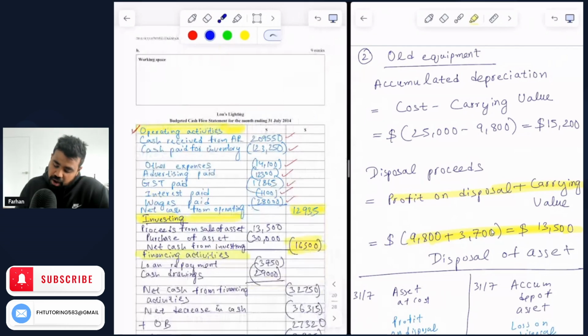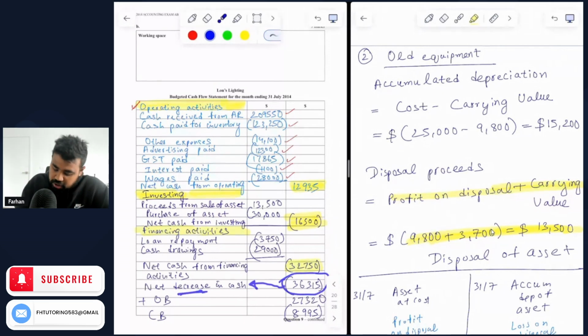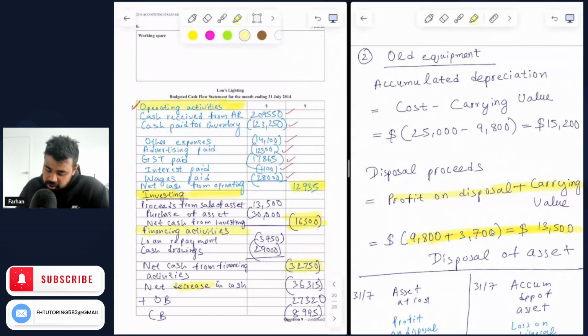And the net cash from financing activities was negative 32,750. So what you do now, you take 12,935, subtract 16,500, and then subtract 32,750, and you get a negative amount of 36,315. Because this is negative, we call this a net decrease in cash or net decrease in bank balance, whatever you want to call it. I just don't have enough space here to write that, but you get the idea.